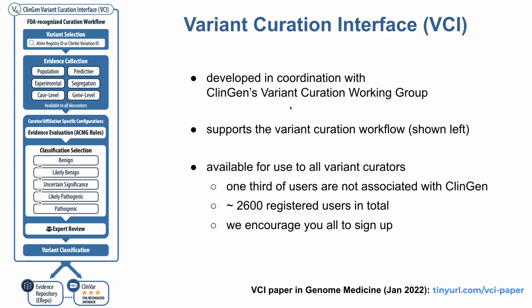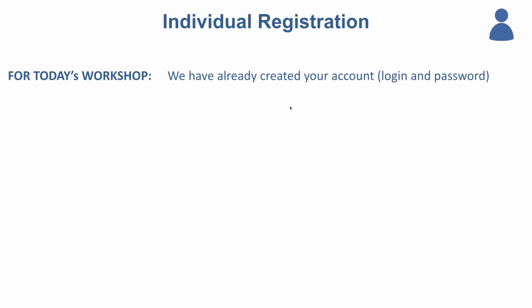So although the VCI was developed by ClinGen variant curation groups, it was always intended as a community curation tool. Indeed, the VCI is available for use by all variant curators. And in fact, of the 2,600 registered users, about a third are not associated with ClinGen. And we would encourage all of you to register to use it.